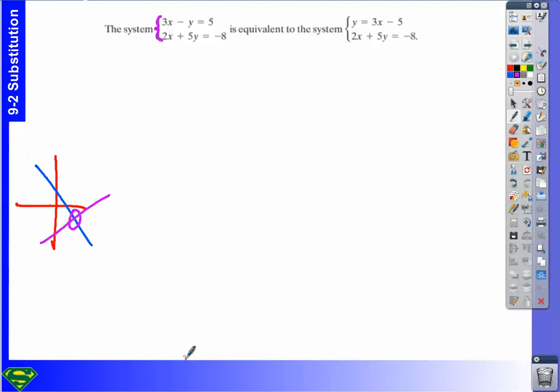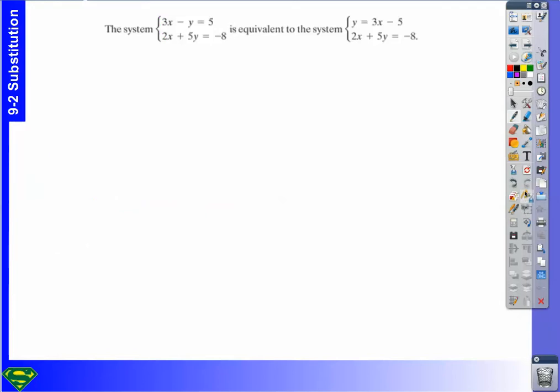The first thing that we need to recognize is that to do a problem using substitution, we need to convert one of these two, but not both, equations into y equals mx plus b, or x is equal to ky plus something. In other words, we need to get the y by itself, or we need to get an x by itself. And it doesn't matter which x or which y we use, we just have to get one of the two by itself.